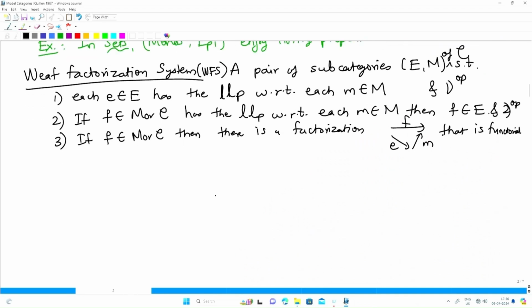Okay, so this is a weak factorization system, and mono-epi and epi-mono are both weak factorization systems on the category of sets. You can verify that. I will leave it as an exercise. But now we have got enough of a setup to start talking about the model category.